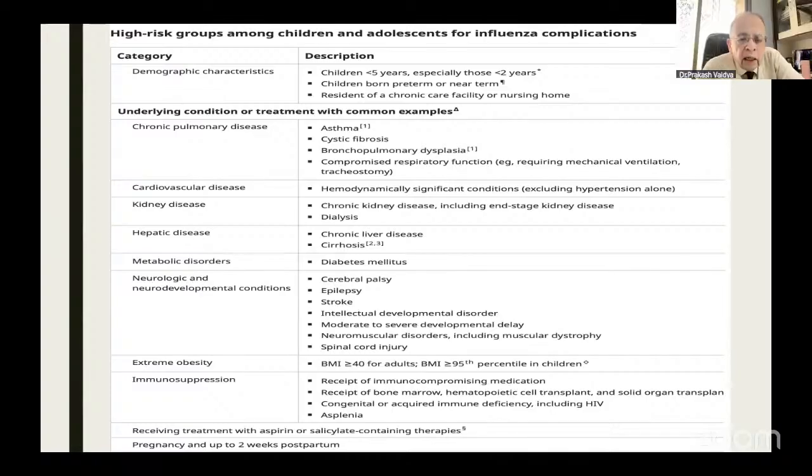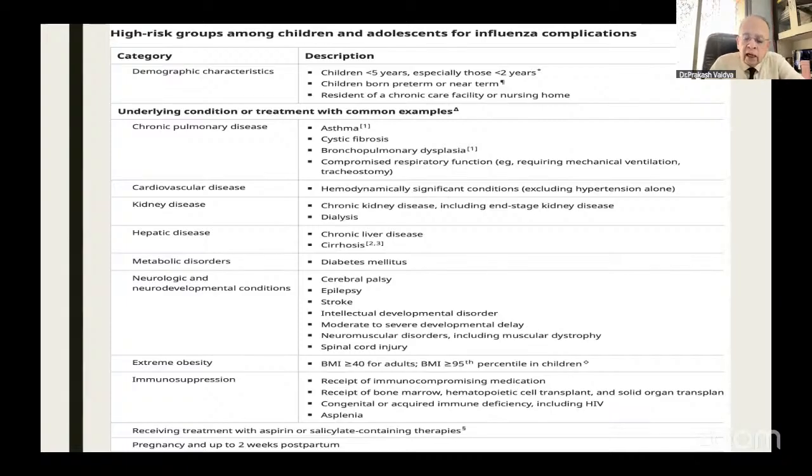So there is a condition like this, this is the chart from UpToDate, which says even cerebral palsy is high risk, neuromuscular disorders like muscular dystrophy are high risk, and interestingly, extreme obesity. Yes, if the BMI is more than the 95th percentile in an obese child, your threshold for starting oseltamivir becomes very low. You have to start because this is an at-risk child. And of course, a child who is on immunosuppression, like a child on steroids or a child on anti-malignancy drugs, 100% this child we will start upfront.